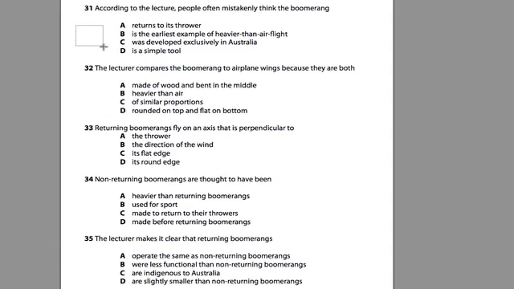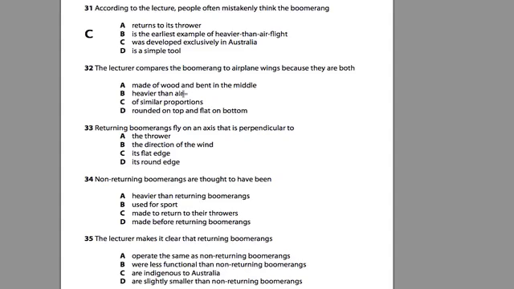I guess I can write these as we go along. Okay, the lecturer compares the boomerang to airplane wings because they are both. Now, he talks for a good 20 seconds about the similarities between airplane wings and a boomerang. Made of wood and are bent in the middle. The bent part is true. He mentions that. He doesn't say anything about being made of wood, though.